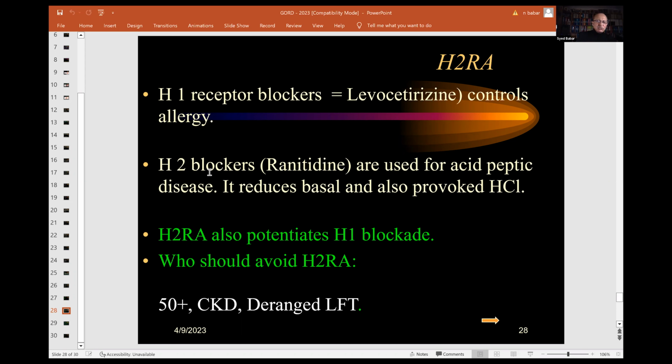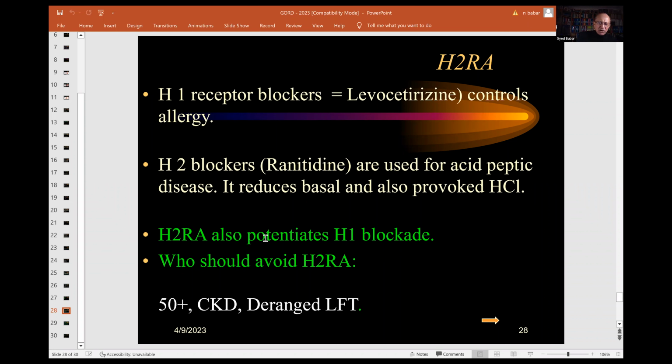So what H2 receptor blockade occurs with ranitidine is that at the best of time, when someone has not eaten, the basal output of parietal cell acid is reduced. Also, when someone eats, gastrin, ghrelin, sort of related, histamine-related provoked HCl increase is also reduced. It's an inhibitor. So H2RA potentiates H1 blockade, as well as it also reduces stomach acid.